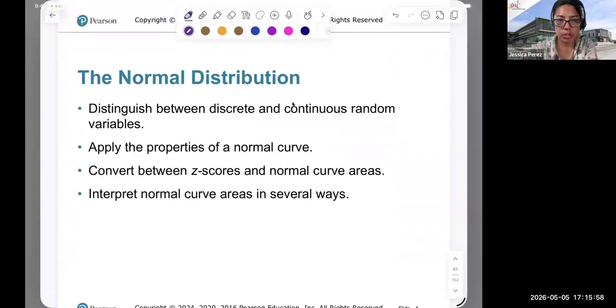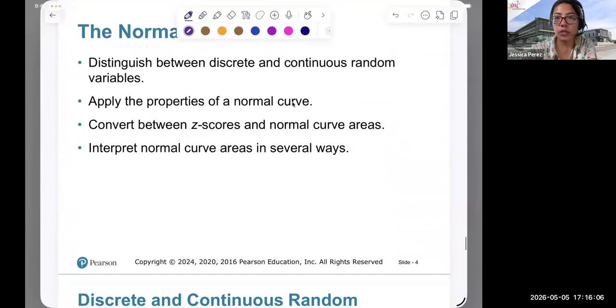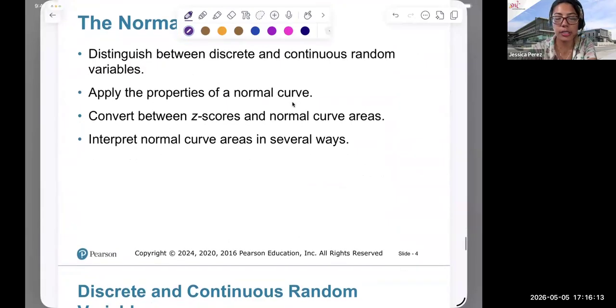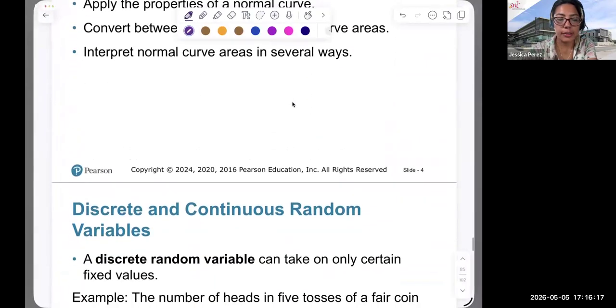In a normal distribution, we distinguish between a discrete and a continuous random variable. We're going to be applying the properties of a normal curve. We're going to be converting z-scores to normal curve areas. So we're going to look at how the z-scores are proportionate to curve areas in statistics. We're going to be interpreting normal curve areas in several ways.